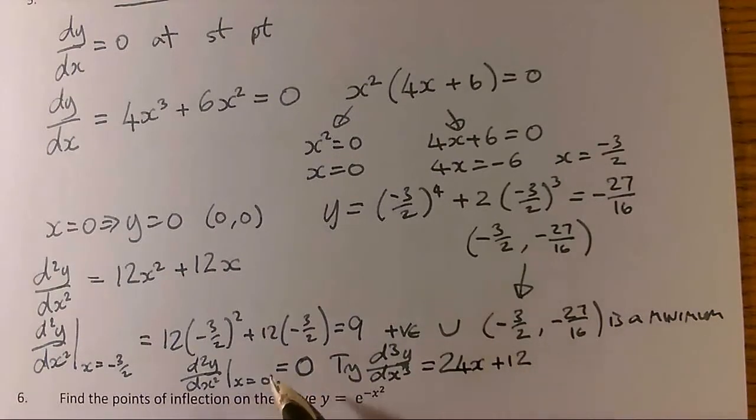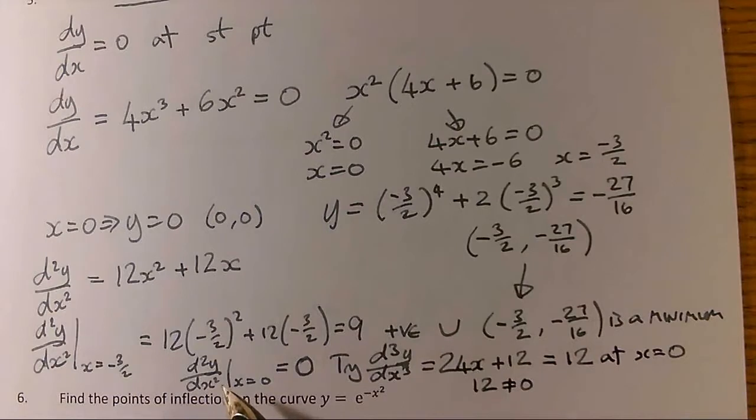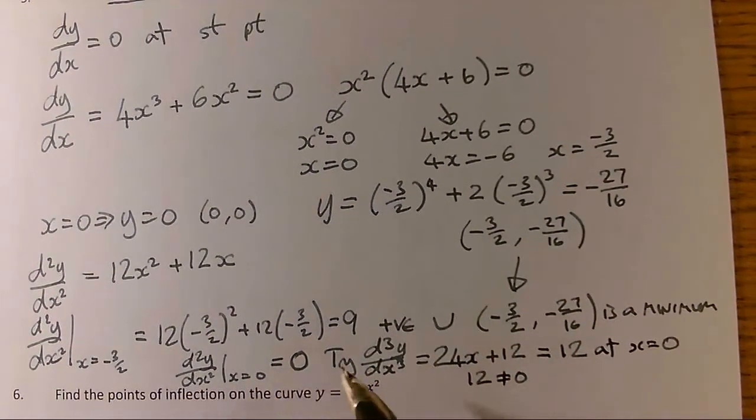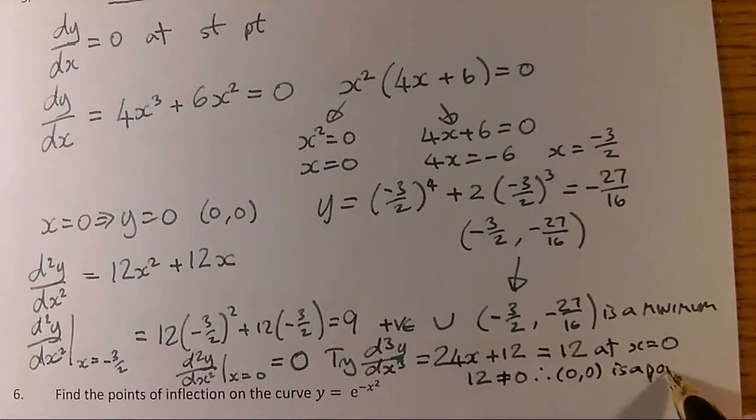And I was interested in this when x equals 0. That was my problem point. When I put x equals 0, this equals 12, which is not equal to 0. So I've got a 0 value for the second derivative, but the third derivative is non-zero, so that confirms that this is a point of inflection. So therefore, 0, 0 is a point of inflection.